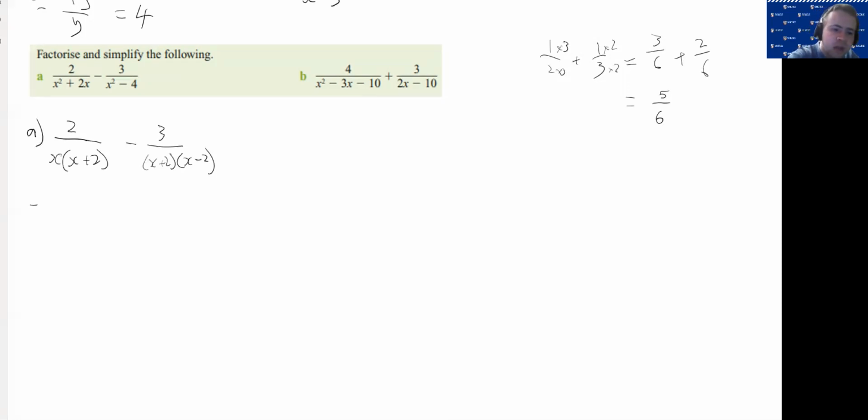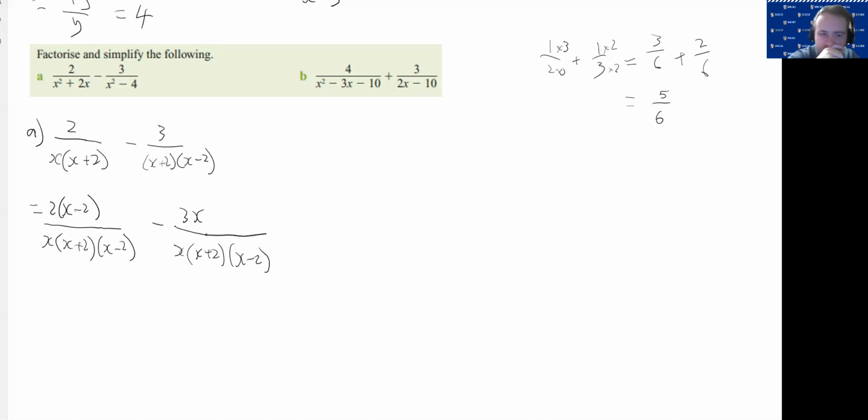So this will become 2 times x minus 2, over x plus 2, x minus 2. And then this will become minus 3x, over x plus 2, x minus 2. Okay, you see what we've done here? We multiply the top and bottom by x. So I times that by x, I times that by x.